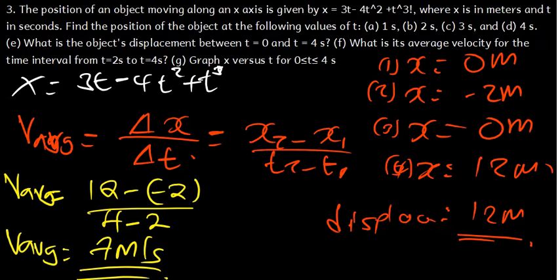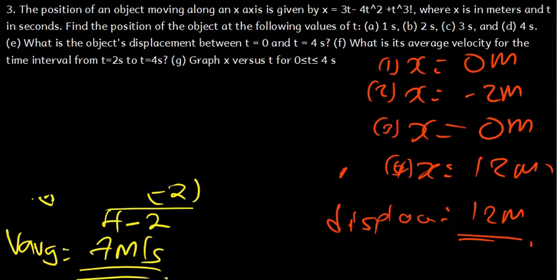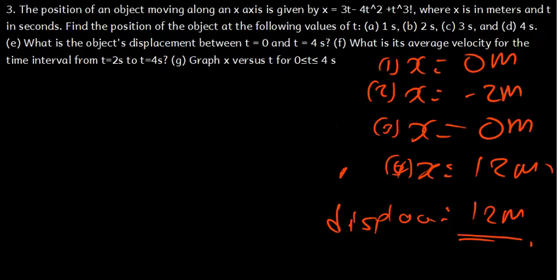Then part G is saying graph x versus t from 0 all the way to 4 seconds. So from here we can see that this is how our graph is going to look. We're going to have the time, the x in this direction. Then, because we've got the displacement which is negative, I'll start from here.